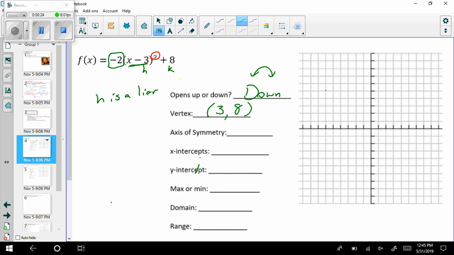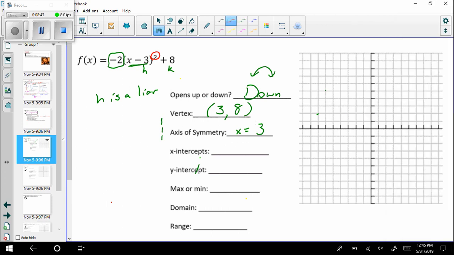So there's my vertex. The axis of symmetry, this imaginary dashed line that will cut my graph right down the middle, it's going to be x equals, because it's a vertical line, and it has to go through the vertex, so you literally use the x-coordinate of the vertex.